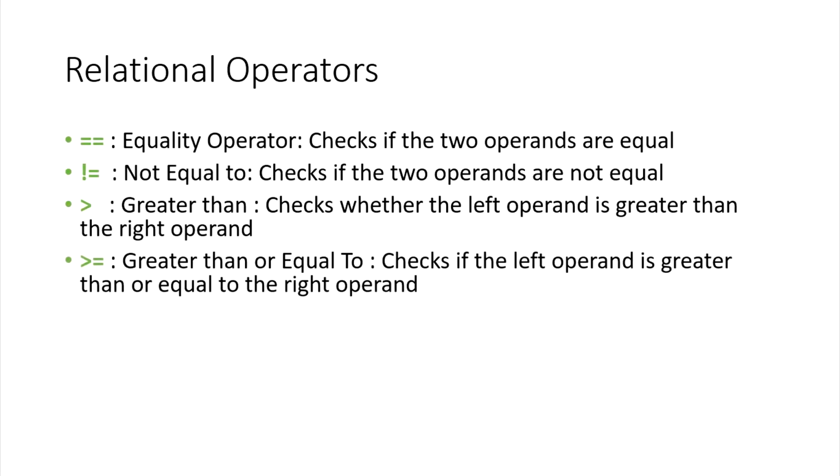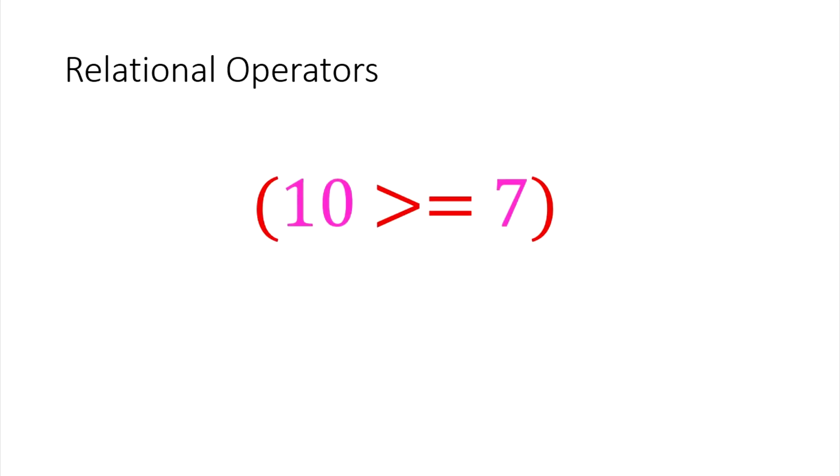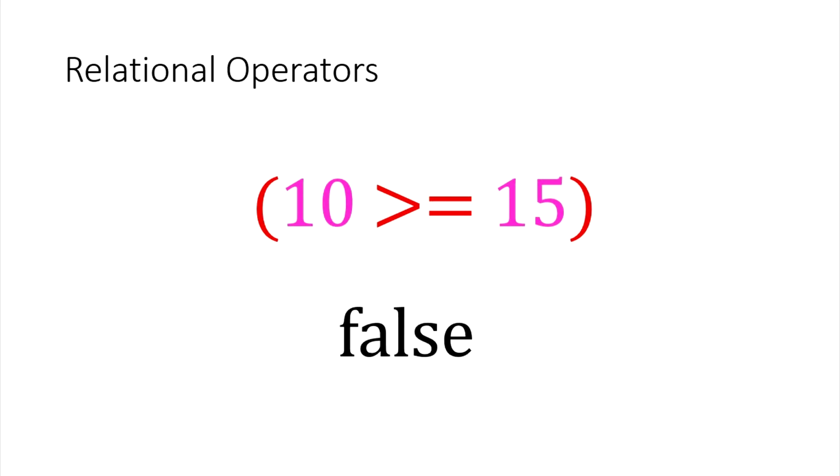The equal to sign right after the greater than sign makes it a greater than or equal to operator. This operator checks if the left operand is greater than or equal to the right operand. In this example, 10 is greater than 7, therefore it returns a true. Similarly here, the left and right operands are equal, therefore this returns a true. Similarly here, 10 is less than 15, therefore this operation returns false.